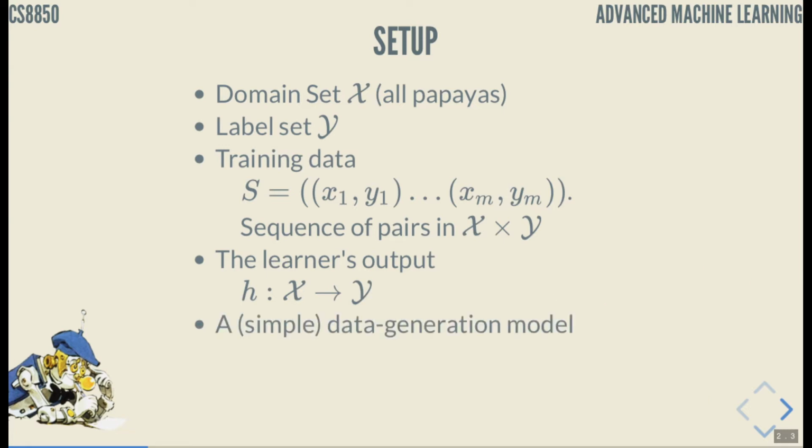And then what we also need to define, we need to define a simple data generation model. And that data generation model includes D, includes capital D, which is a distribution of papayas.